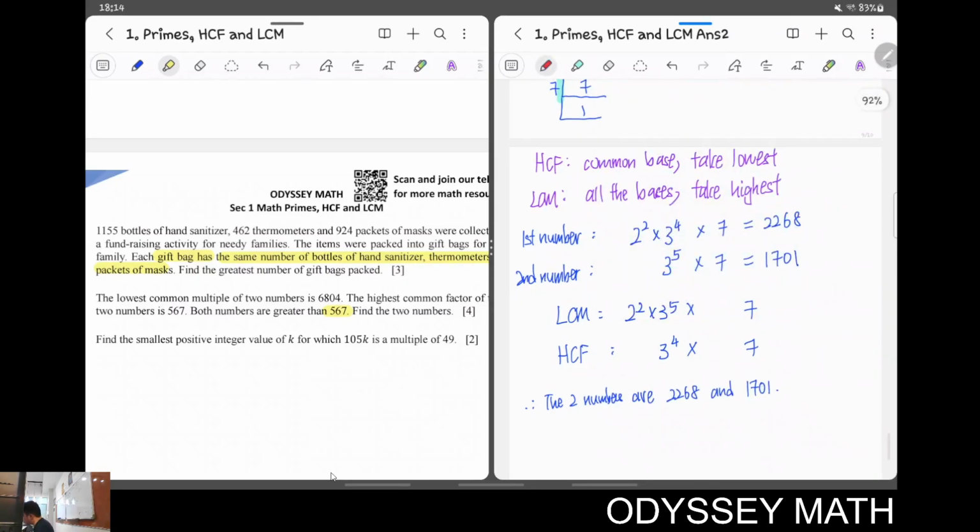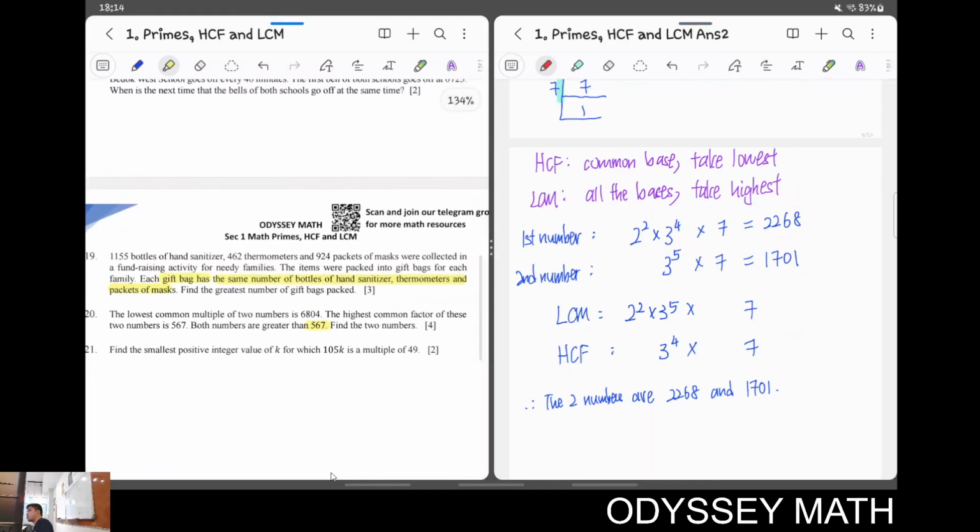Basically, I give you 2268 and 1701. Okay, and then I tell you to prime factorize 2268 into this, prime factorize 1701 into this, and then use this method to find the LCM and HCF. The forward direction will be very easy. It's just that the backward direction is harder. You have to guess your way through. Understand? So that is for question number 20 over here.